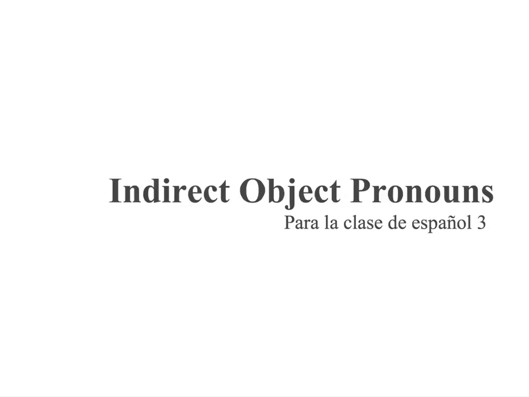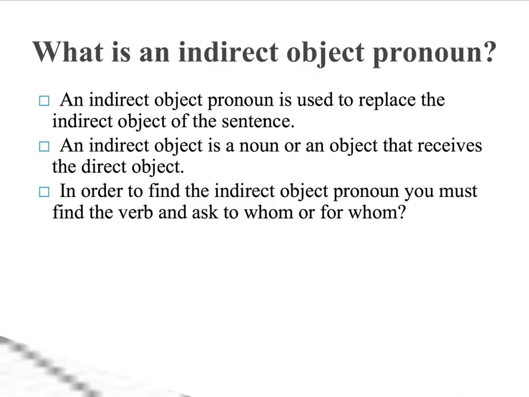Hello, Spanish 3. Today we are talking about indirect object pronouns. What is an indirect object pronoun? An indirect object pronoun is used to replace the indirect object of a sentence, much like our direct object pronouns.